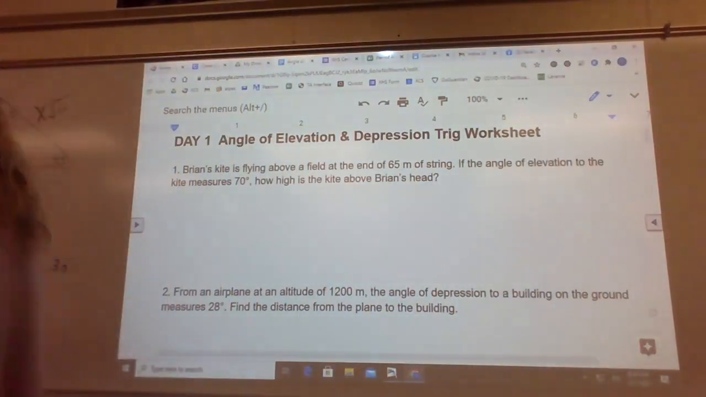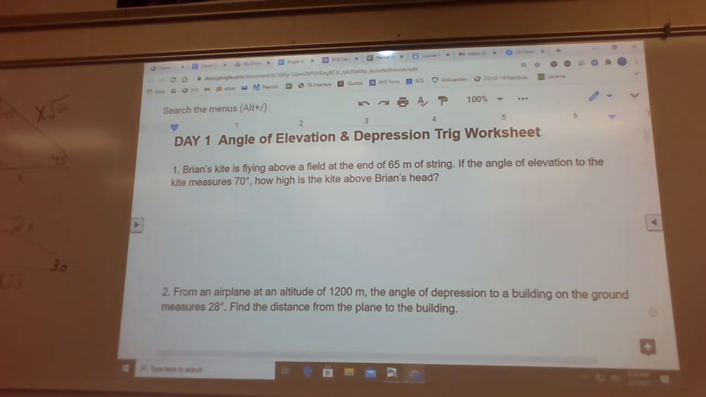So, we've been working with these right triangles. And we're going to continue working on them for a couple more days. This is one of the few sections that are word problems. Plain and simple, they're word problems looking at elevation and depression.